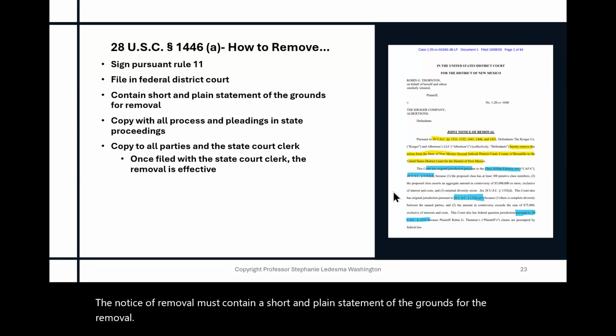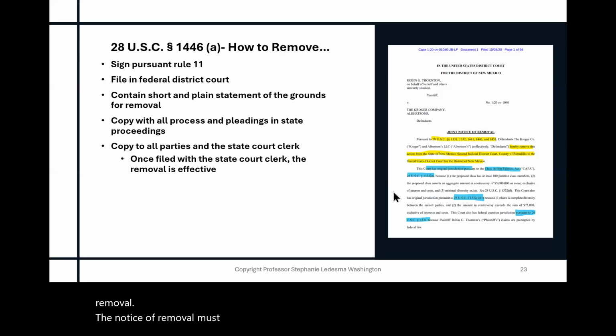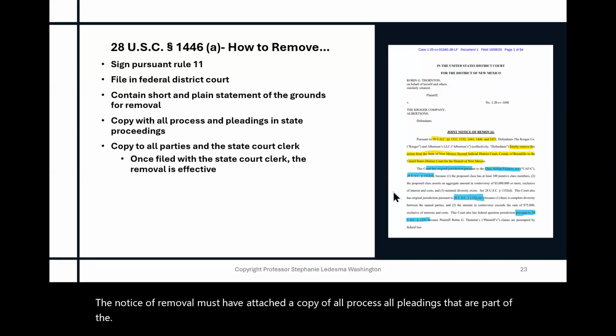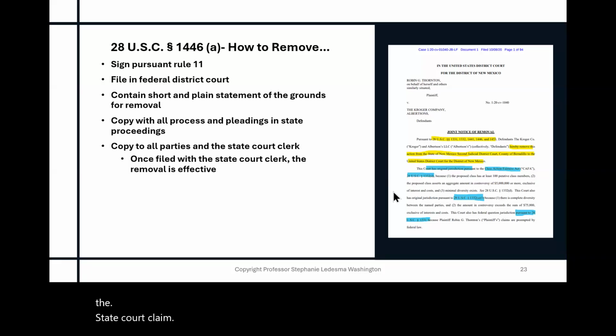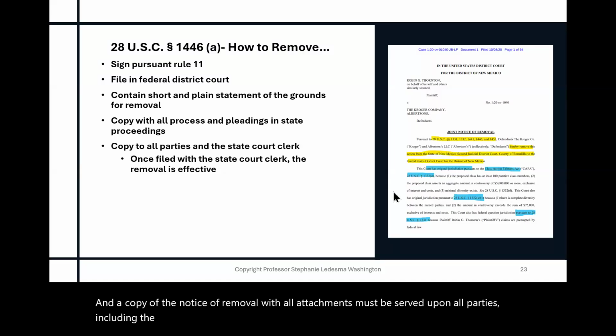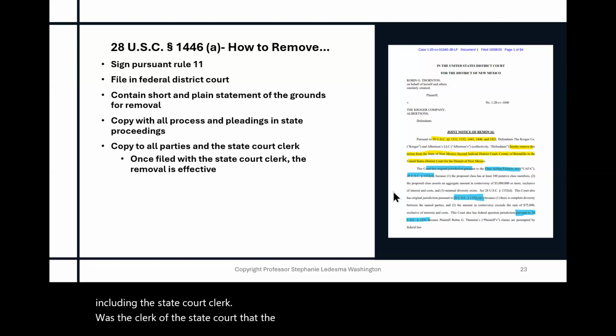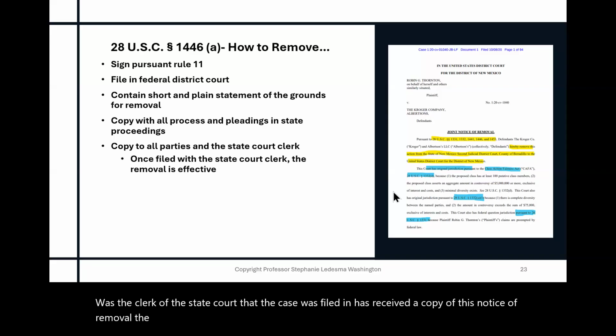The notice of removal must have attached a copy of all process, all pleadings that are part of the state court claim, and a copy of the notice of removal with all attachments must be served upon all parties, including the state court clerk. Once the clerk of the state court that the case was filed in has received a copy of this notice of removal, the removal is now effective.